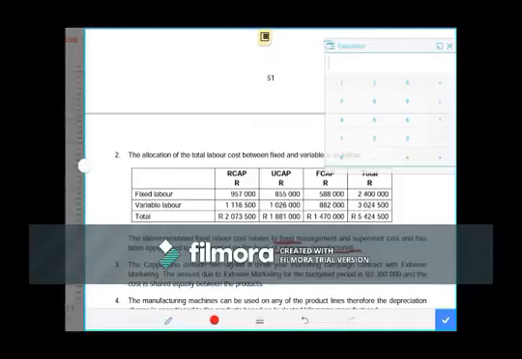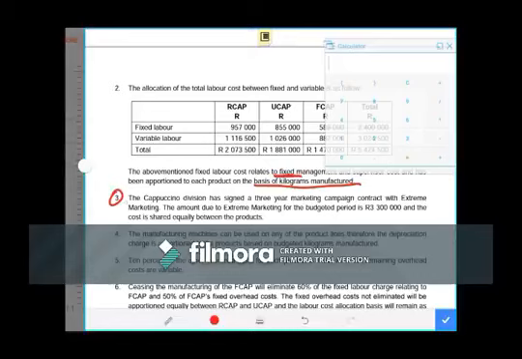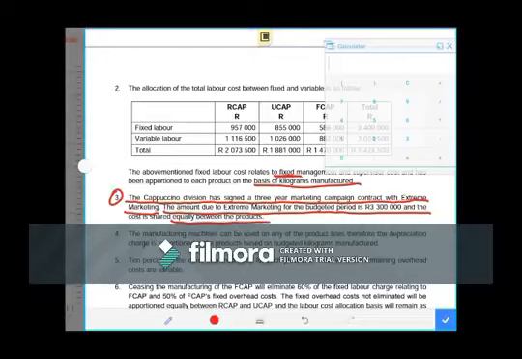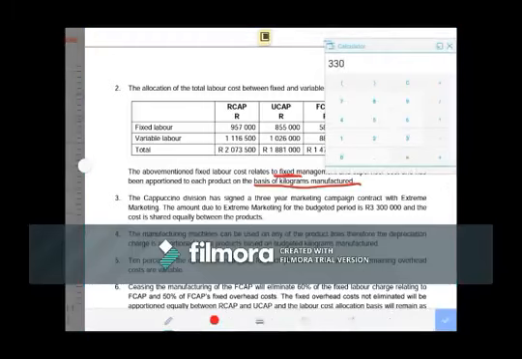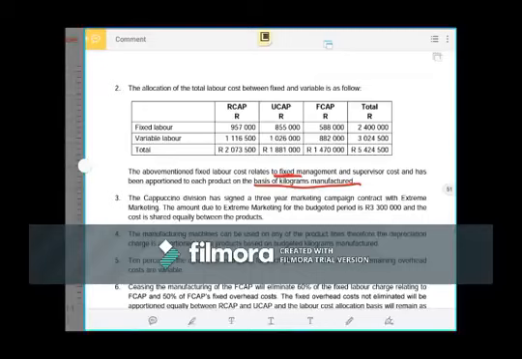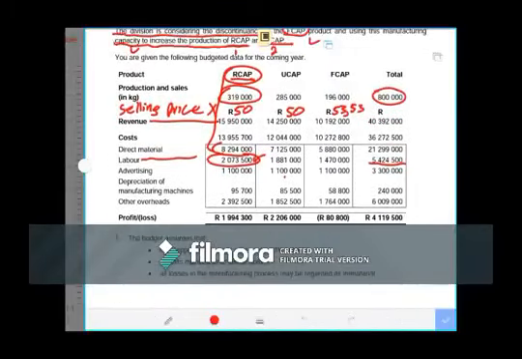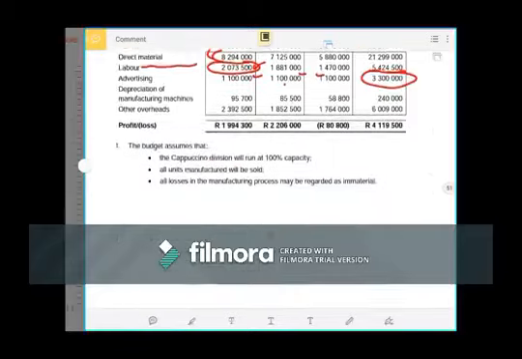Then we go to the next paragraph, and the next paragraph says to us that number three, the cappuccino division has signed a 3-year marketing campaign contract with Extreme Marketing. The amount due to Extreme Marketing for the budgeted period is 3,300,000 rands, and the cost is shared equally between the three products that the company is manufacturing. So now, meaning it has to be 3,300,000 rands, and we divide this by three, it should give us 1,100,000 for each of the divisions, for each of the products. Then we have 1.1, 1.1, 1.1. At the end of the day, the total of the marketing will be 3.3 million.